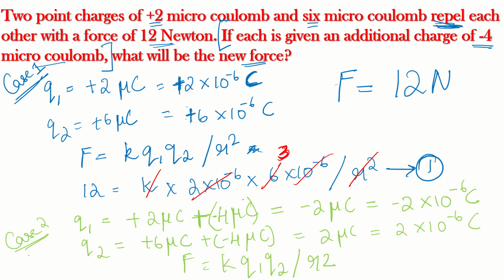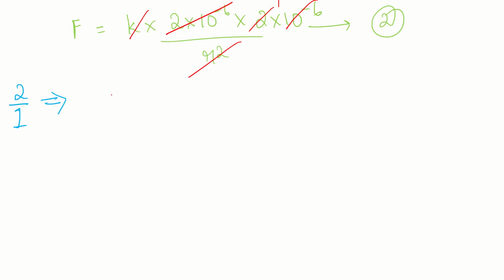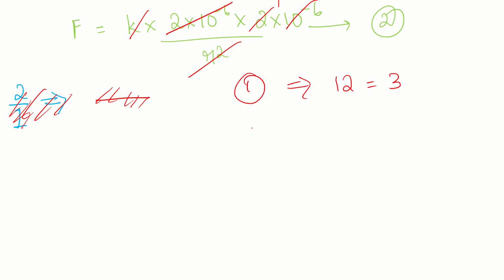So we got 12 equals 3 after dividing. Wait a minute. So we have divided, right? I just didn't write all the steps, however, we have divided. So here equation 1 is like this, 12 equals 3, and equation 2 is F.